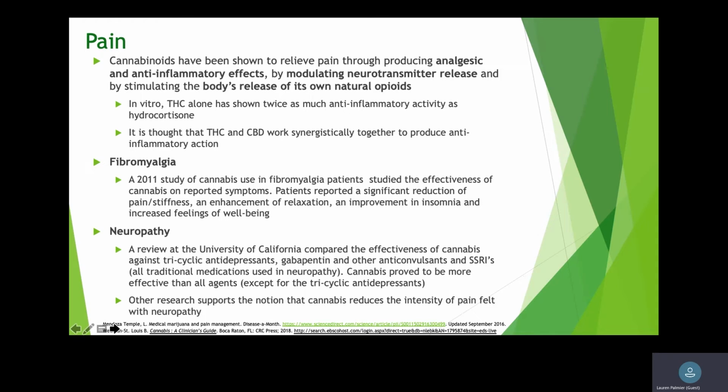Looking at neuropathy, there was a review conducted by the University of California comparing the effectiveness of cannabis against a tricyclic antidepressant, gabapentin, and other anticonvulsants and SSRIs, which we all know are traditional medications used in neuropathy. Cannabis proved to be more effective than all agents listed except for the TCAs. Other research supports the notion that cannabis reduces the intensity of pain felt with neuropathy.